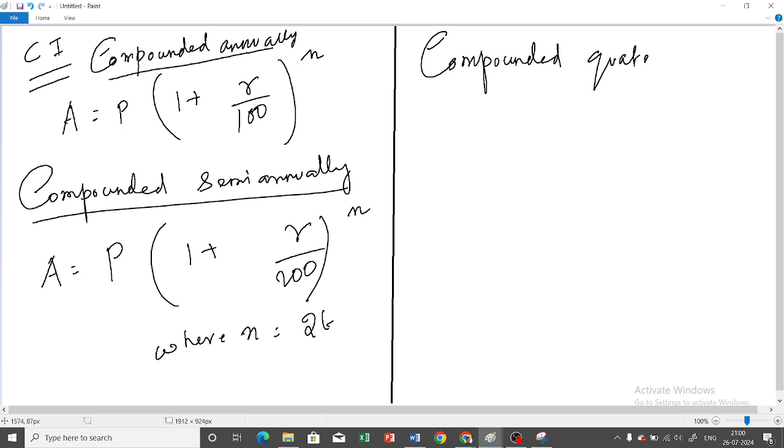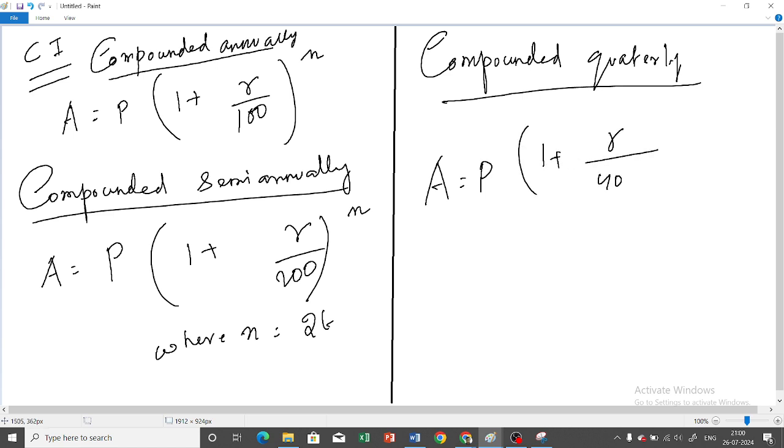Now compounded quarterly. Quarterly means what? After every 3 months. That means breaking into 4. So in 1 year you're going to get how many interests? 4 interests, right? So A is equal to P into 1 plus R by 400 whole to the power n. And what is n? n is going to be 4t, right? So if t is 1 year, n is going to be 4, of course, because in 1 year there are 4 quarters, each of 3 months.